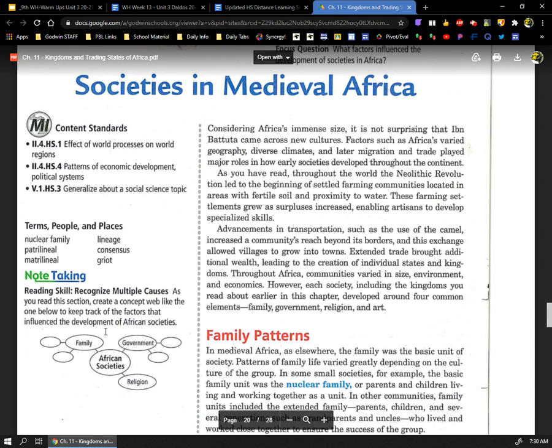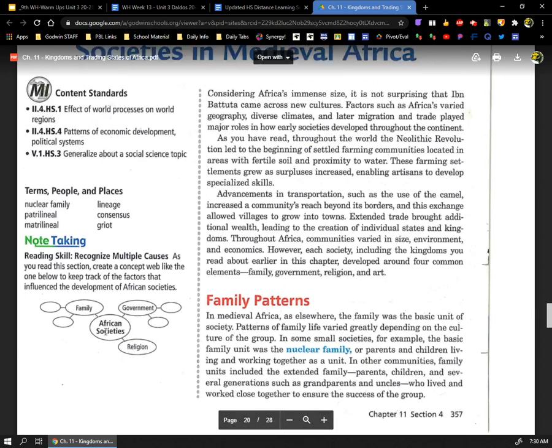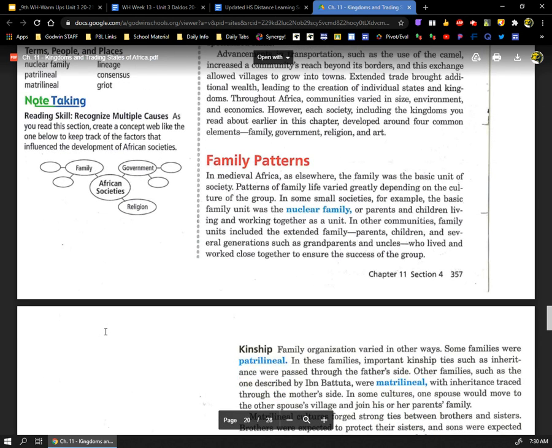Throughout Africa, communities varied in size, environment, and economics. However, each society, including the kingdoms you read about earlier in this chapter, developed around four common elements: family, government, religion, and art. Family patterns.